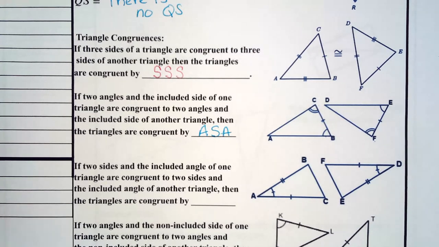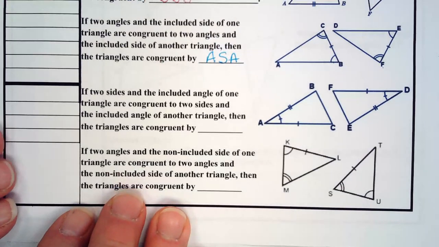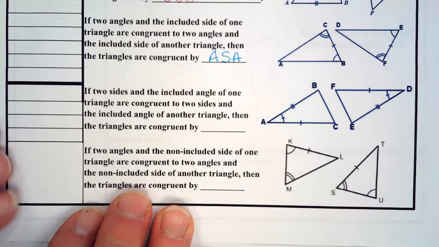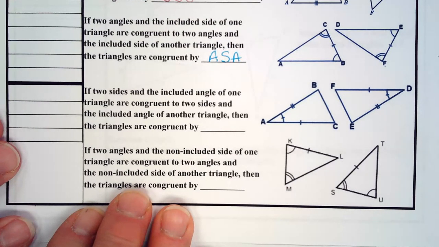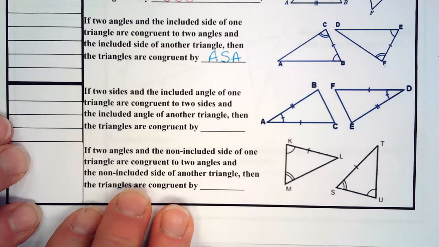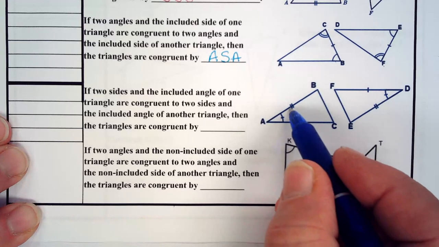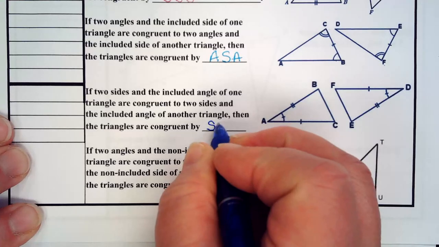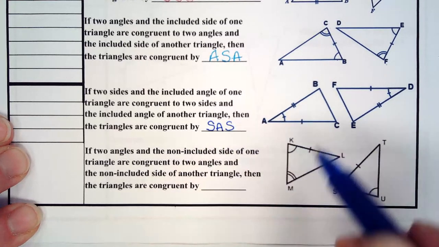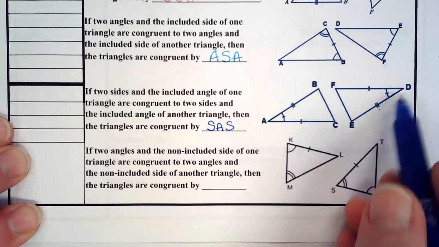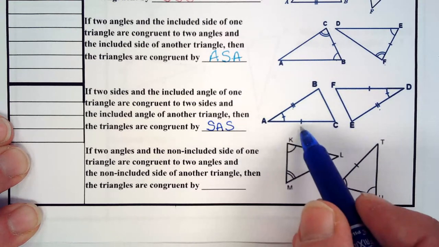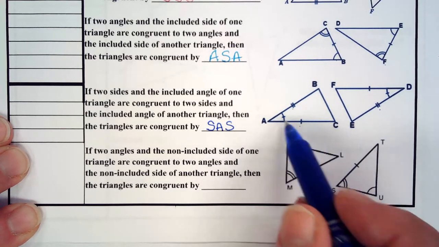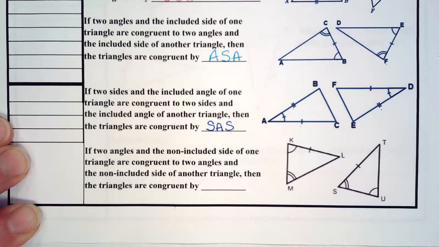Okay, now we're going to 2 sides and the included angle of one triangle are congruent to 2 sides and the included angle of another triangle, then they're congruent by what? Side, angle, side. Two tick marks, congruent. One tick mark, congruent. Your angle in between is congruent. Side, angle, side.